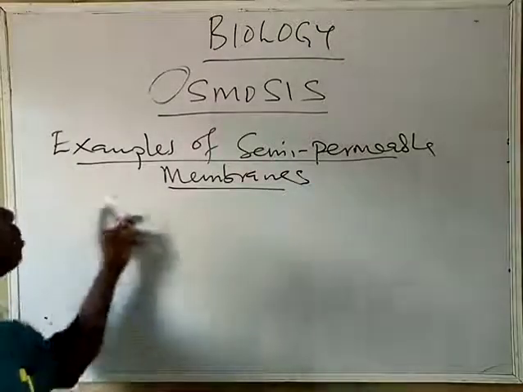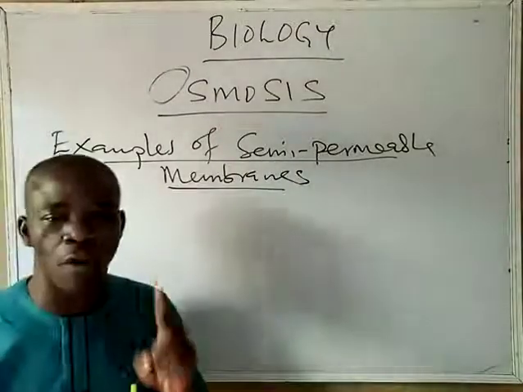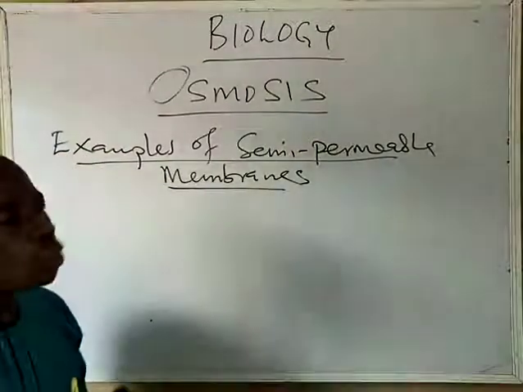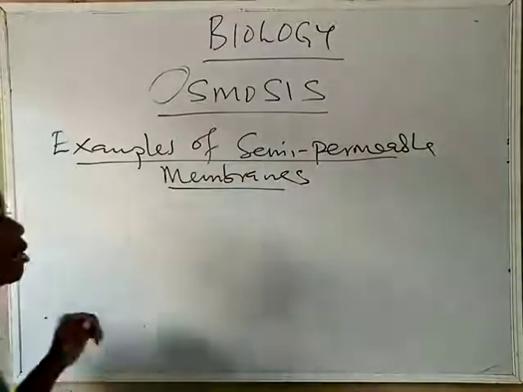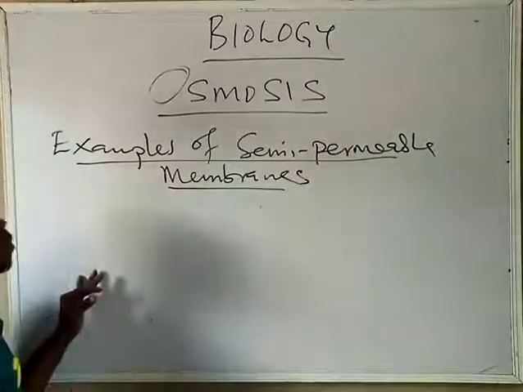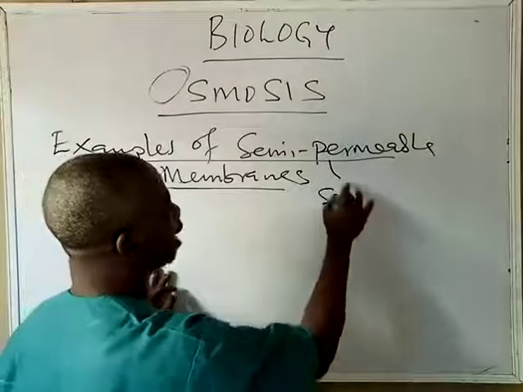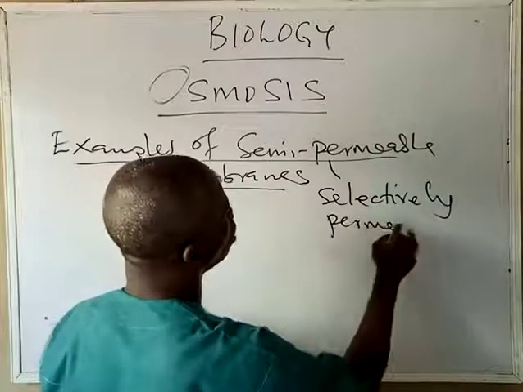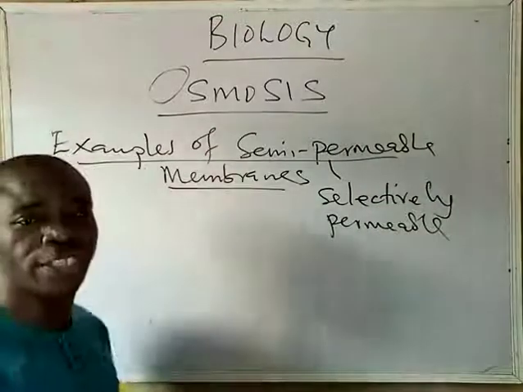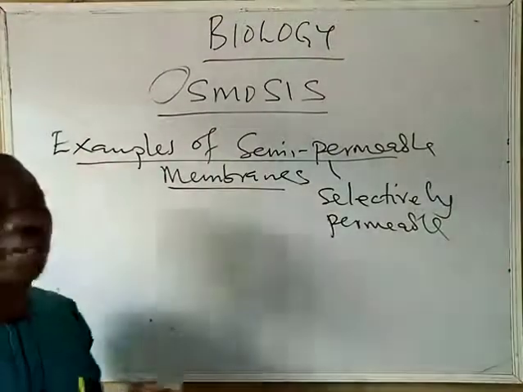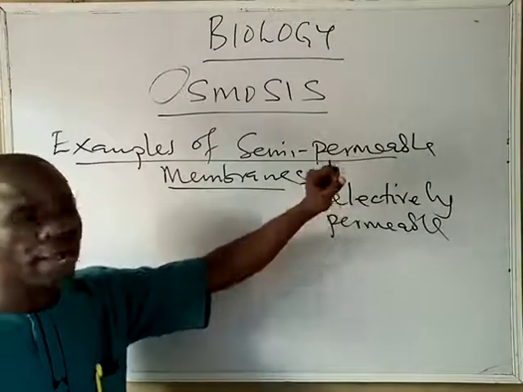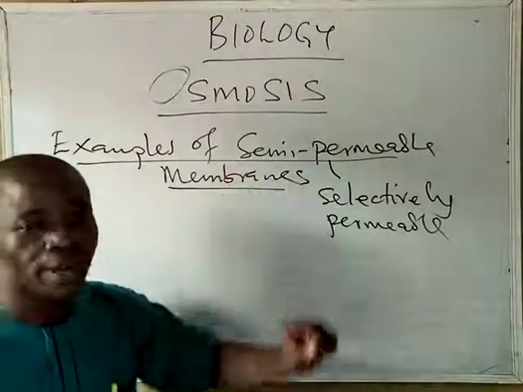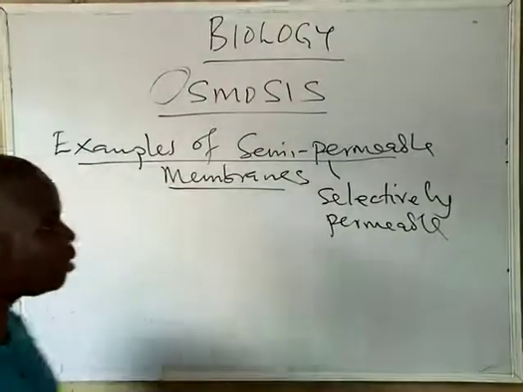First of all, a semi-permeable membrane is that type of membrane that allows only certain substances to pass through it. So a semi-permeable membrane has various names. You can call it a semi-permeable membrane, or a selectively permeable membrane, or we call it a differentially permeable membrane. The meaning of all these names is that this type of membrane selects what will pass through it. So in this case, the semi-permeable membrane allows only water molecules to pass through it.